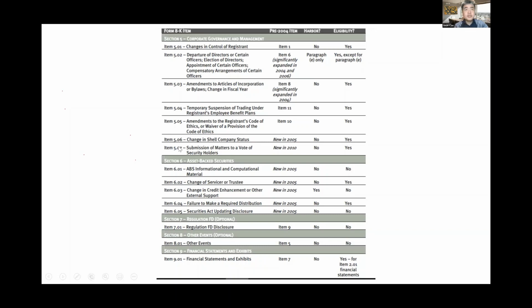And also you can see that there are new items. You can see the change of the service and trustee item 6.02. That one is new. Okay, and you can see that item 7 is important. Item 7.01 is what we are going to talk about today. Item 7.01 and item 8.01 are press releases.